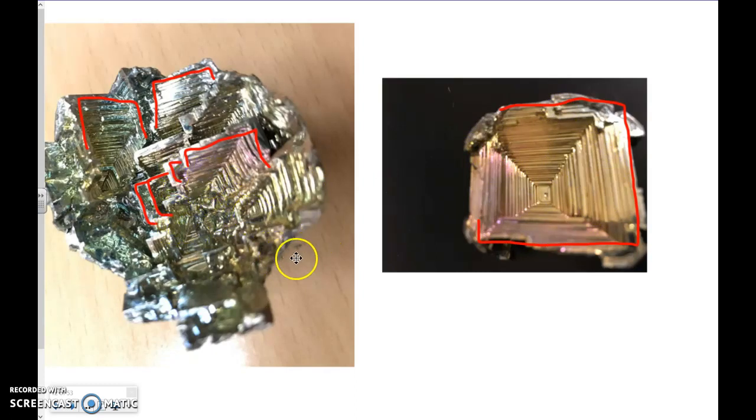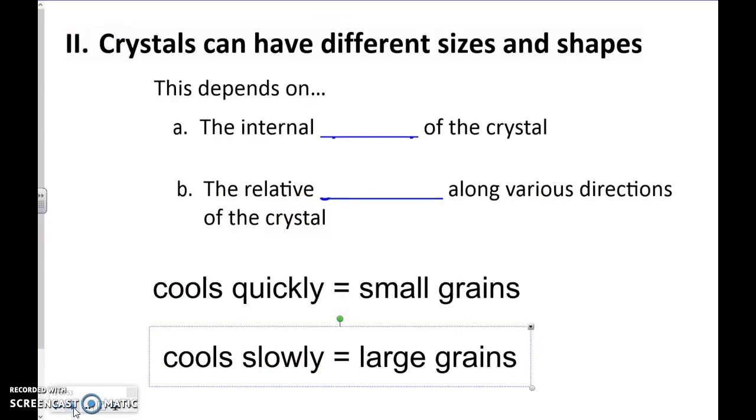If you looked at the bottom side of it, it was sort of dull. You couldn't see any crystals, any of those repeating units. That's because it cooled so quickly. That's the outside of the metal. Cooled so quickly that the crystals are microscopic.